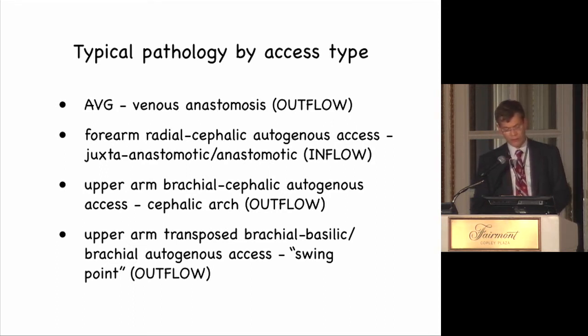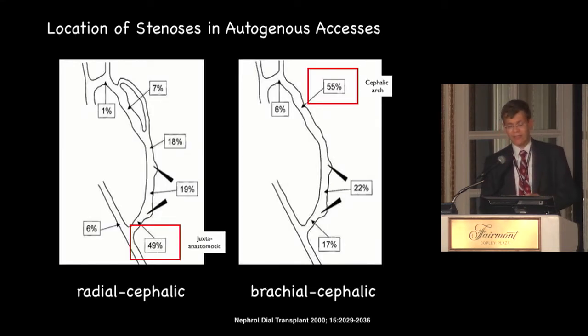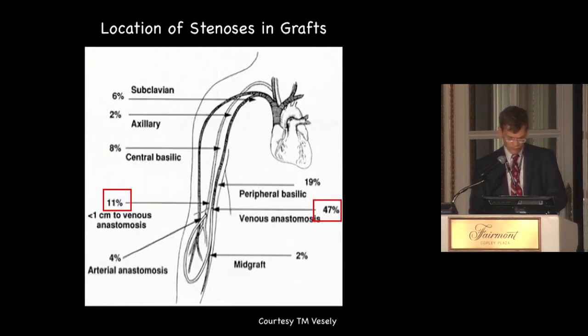I talked about cephalic arch and upper arm brachiocephalic vein fistulas, and then the swing point segment in a transposition access, where the basilic vein is basically mobilized through the fascia, is often a point where you have a stenosis. This is graphically captured here: about 55% cephalic arch stenosis in brachiocephalic vein fistulas, and about half of radiocephalic vein fistulas present with a stenosis that's hemodynamically relevant. A lot of brachiocephalic vein fistulas have an inflow stenosis, but it's not hemodynamically relevant, so it's not counted here. Grafts, 2/3 of stenoses are at the venous anastomosis or in the immediate vicinity.